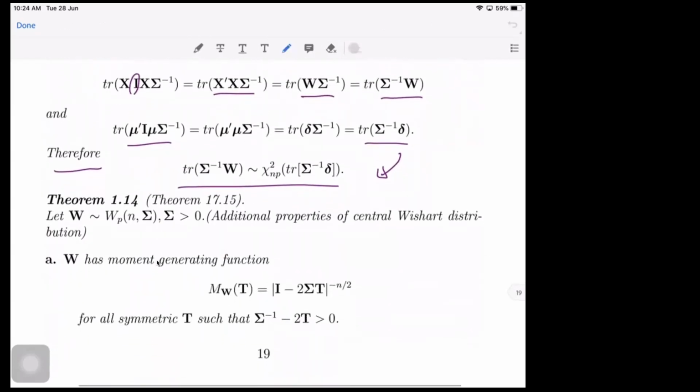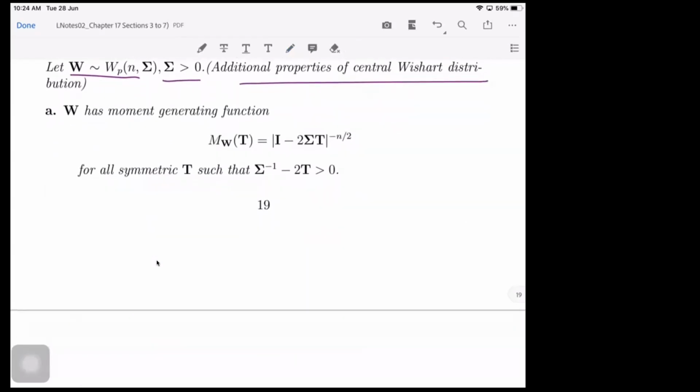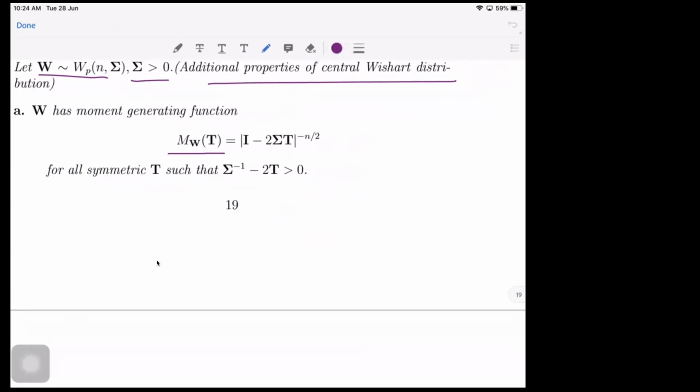Next, we have some additional properties of the Wishart distribution. We still assume that W is Wishart distributed with sigma positive definite. So we are assured of the inverse of sigma. Then the moment generating function for a Wishart distribution. Again, a moment generating function is distinct for a particular random variable. So if you see a moment generating function that looks like this, then that is for Wishart.